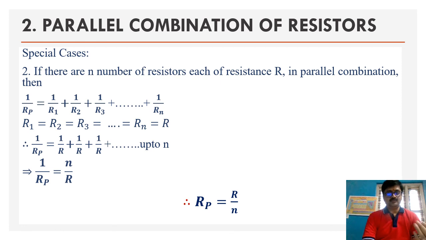Let me take one more example. If there are 5 resistances, all of them having a resistance of 10 ohm, then 10 ohm is the resistance of each individual resistor and the number of resistances is 5 here. So capital R is how much? 10, and small n is 5. So accordingly we'll get this as what? I hope you can calculate it, right? So this is the approach that we have to adopt. I hope this particular part is clear and the special cases are clear to you.